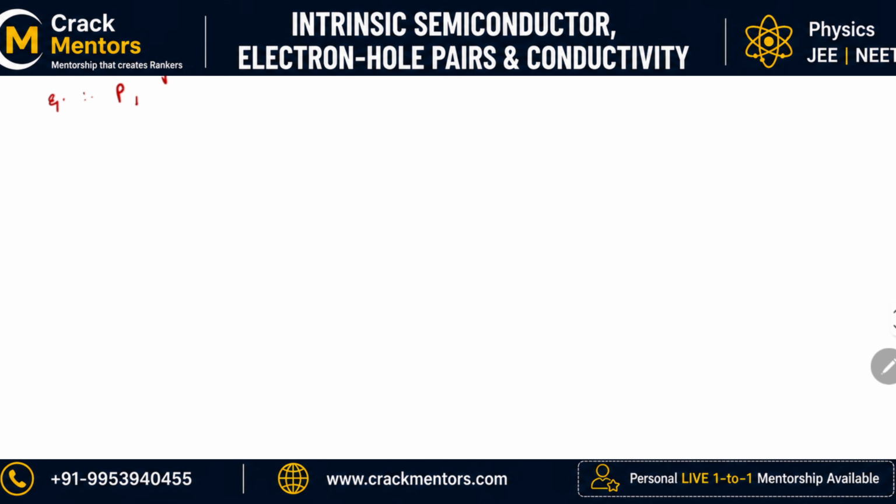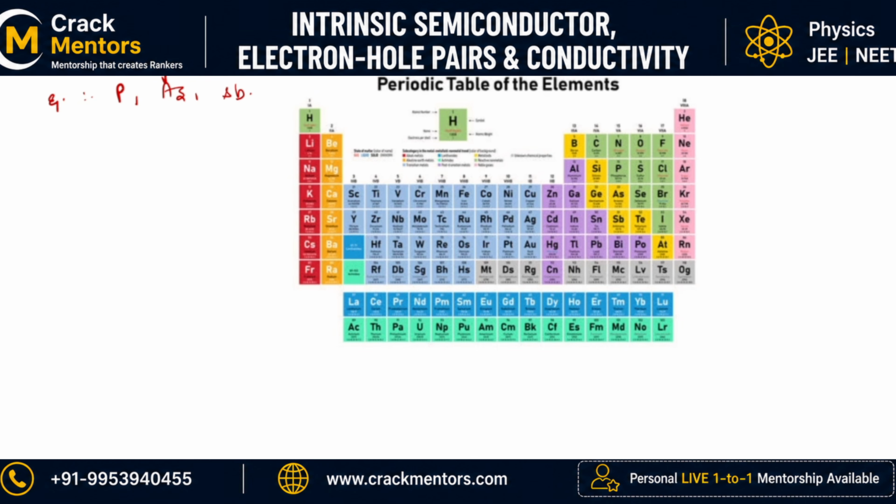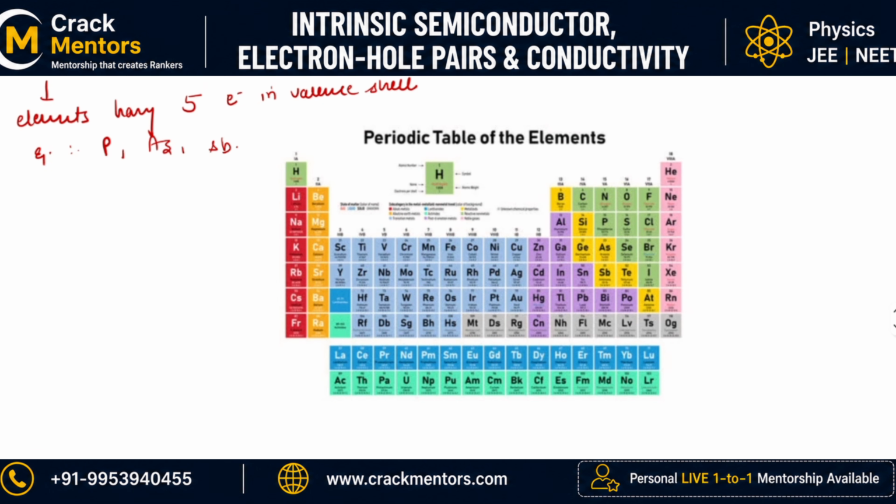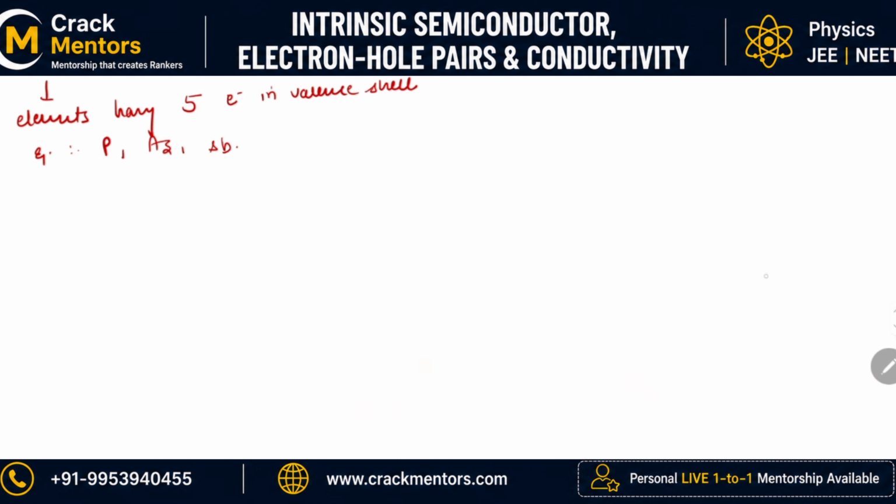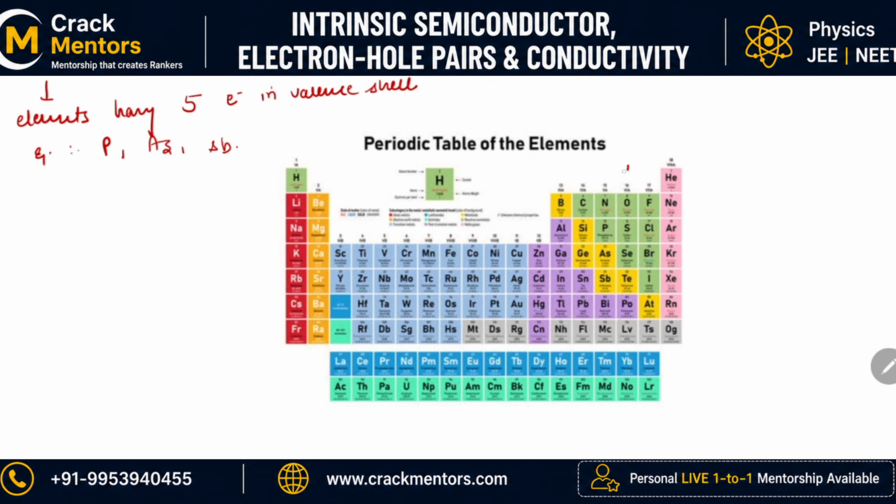include phosphorus, arsenic, antimony. If I give you reference from the periodic table, pentavalent elements are the ones from group number 15. From group 15 of the periodic table, you can see that these are the ones called pentavalent: phosphorus, arsenic. What is most important to know about all of these is that all of them have five electrons in their valence shell. You can just do the electronic configuration and find it. I'm not going to waste time over there.